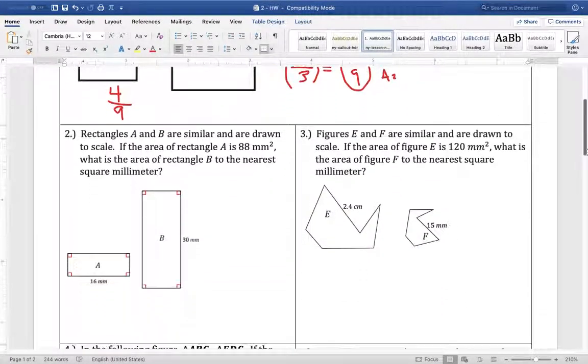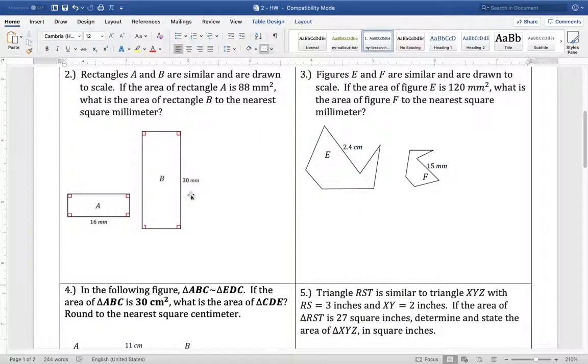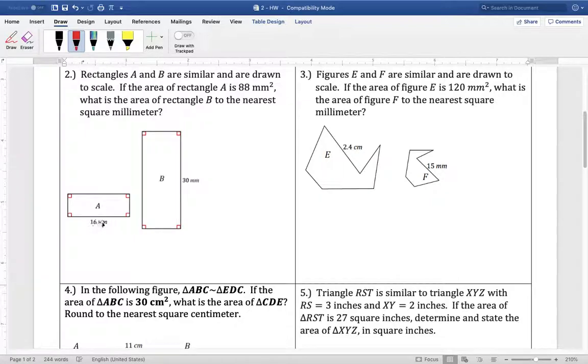Okay, if we scroll down here, let's take a look at number 2. So here, notice we're not given both dimensions of rectangles A and B. Let's see what it says. Rectangles A and B are similar and are drawn to scale. If the area of rectangle A is 88 millimeters squared, what is the area of rectangle B to the nearest square millimeter? All right, so if you think about what we know, we can take advantage of the ratio of the two sides. Now, by the way, one thing we should always check is that we're in the same unit of measure: millimeter, millimeter, and millimeter. It's something we need to check as we do these problems.